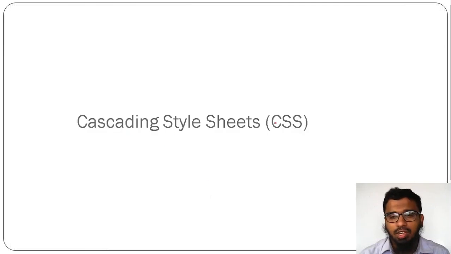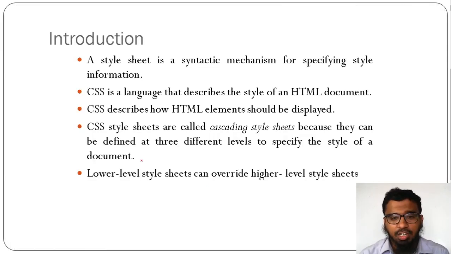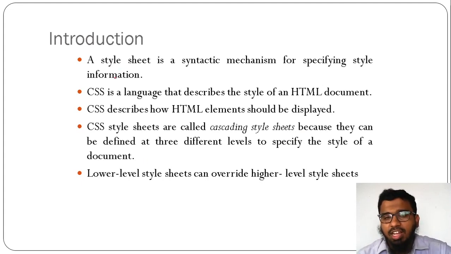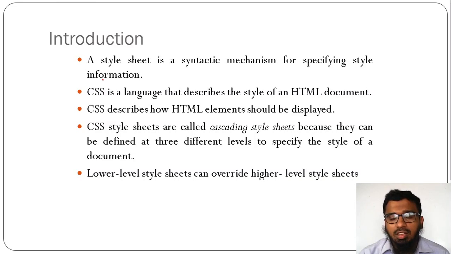In today's class, we are going to see CSS, Cascading Style Sheets. What is a Cascading Style Sheet? In the introduction itself, I told you about that. A style sheet is a syntactic mechanism for specifying style information. Normally, we can say CSS helps the HTML look good and display in a proper, colorful way. So CSS is just for giving style to the HTML document.